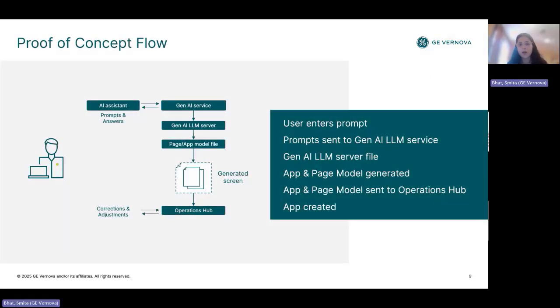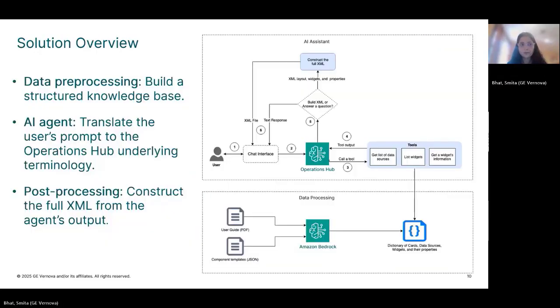So the proof of concept flow started with an AI assistant with prompts and answers. It goes to a Gen AI LLM service. There is some sort of file created in the background, something that Operations Hub understands. It is built within the Operations Hub constructs, and then the visualization element is created, and then the user goes back and does a set of refinements and comes back and gets to a desired dashboard that they want to see. Now, what does the solution overview look like?